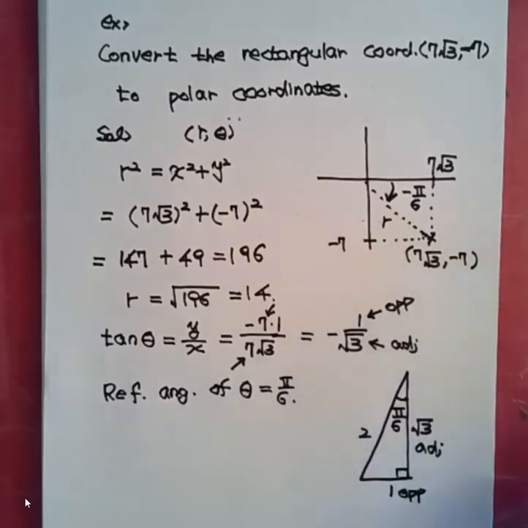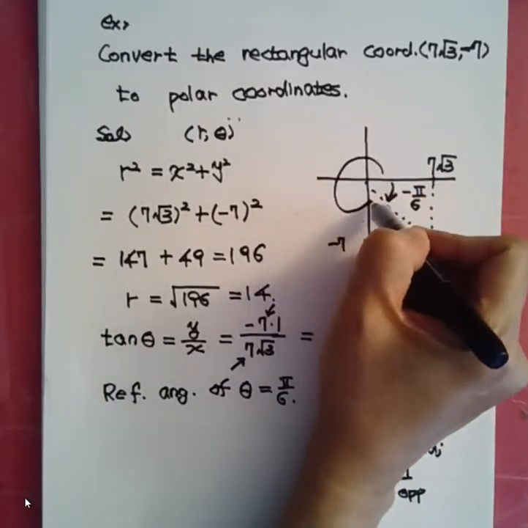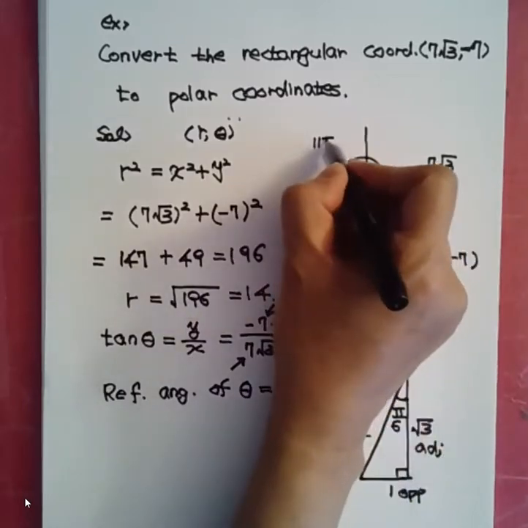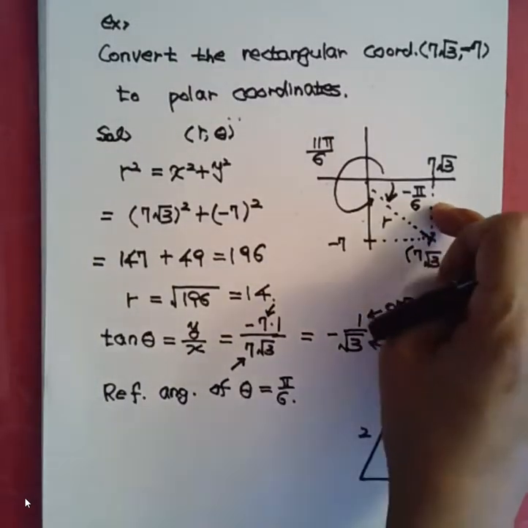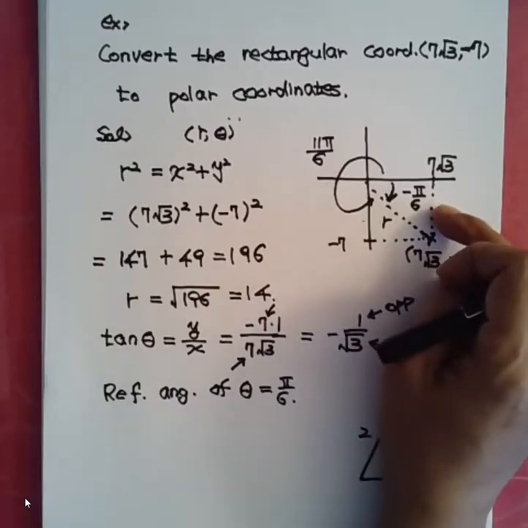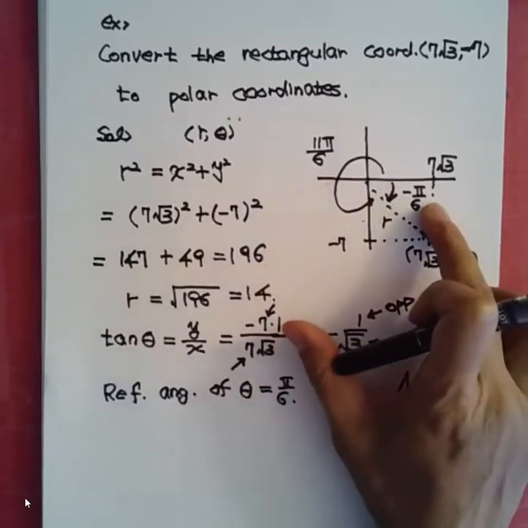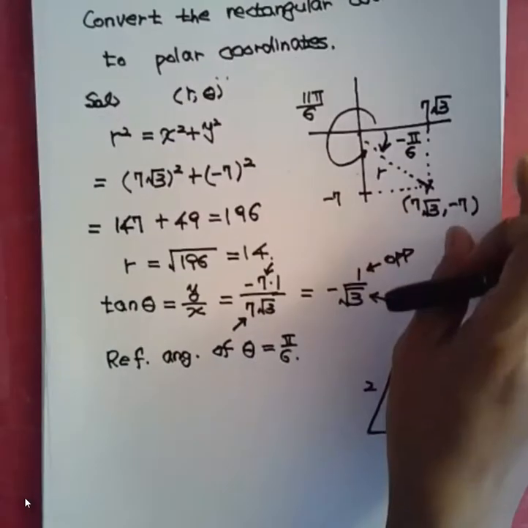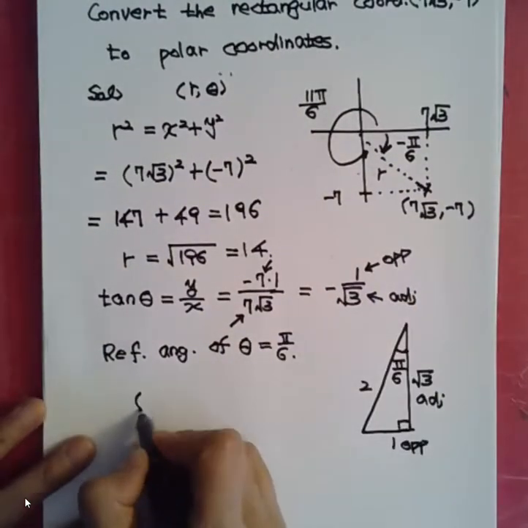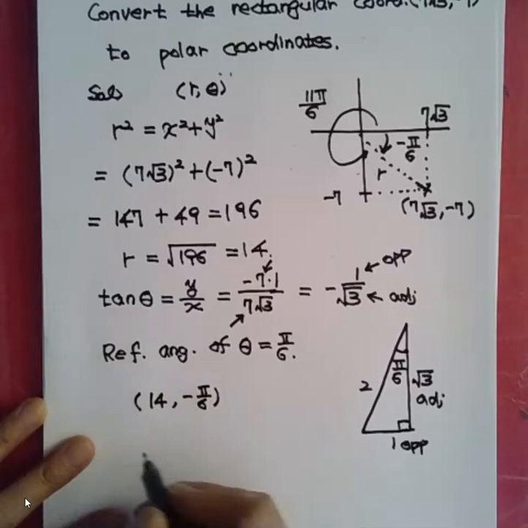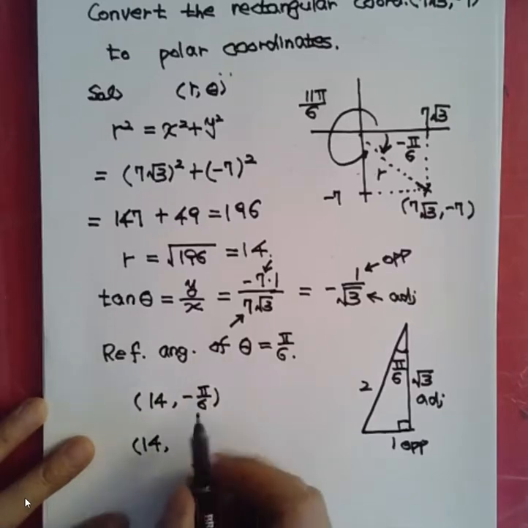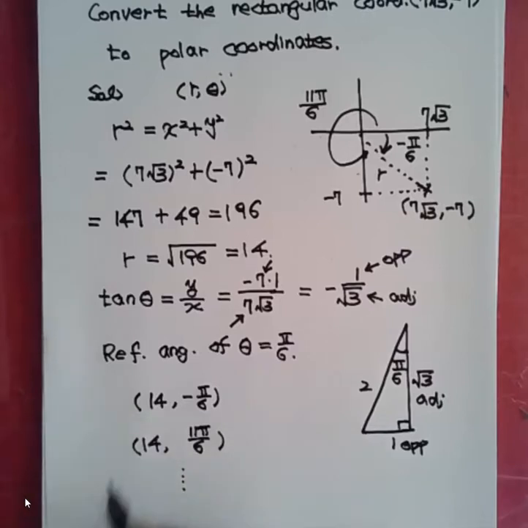If you don't like the negative angle, then you can consider this angle. This angle is 11 pi over 6. You can add 2 pi to minus pi over 6, or you can figure that out by thinking 11 pi over 6 plus pi over 6 will be 12 pi over 6, which is 2 pi. So, as usual, there are many answers. 14 and minus pi over 6 is one of the answers. But you can write 14 and 11 pi over 6. There are infinitely many answers.